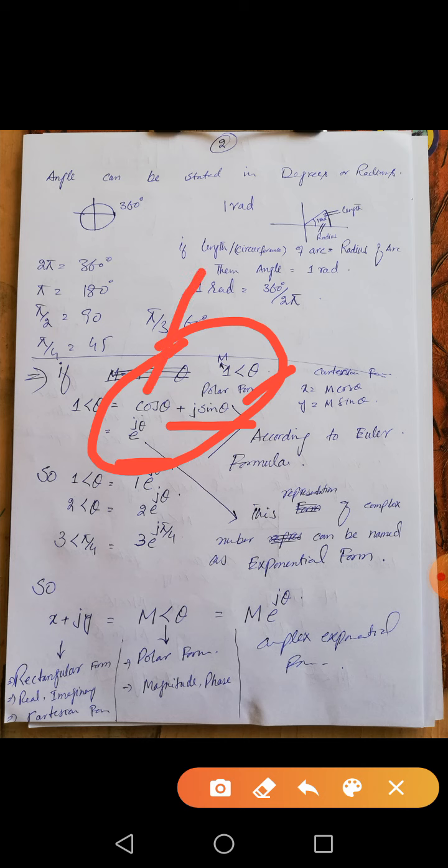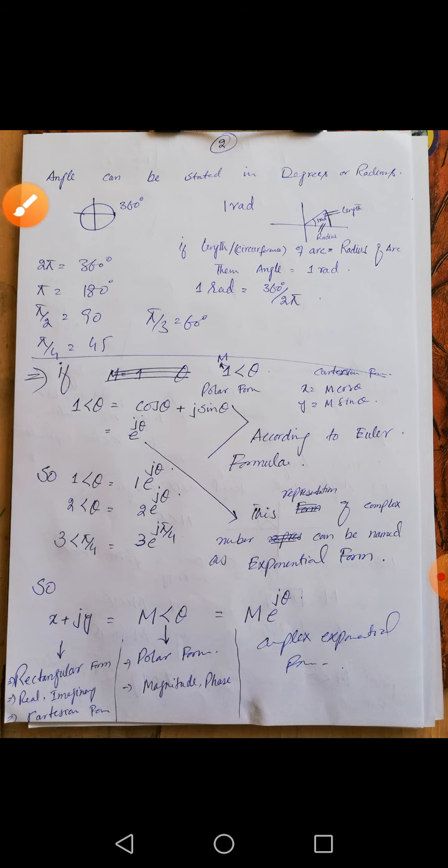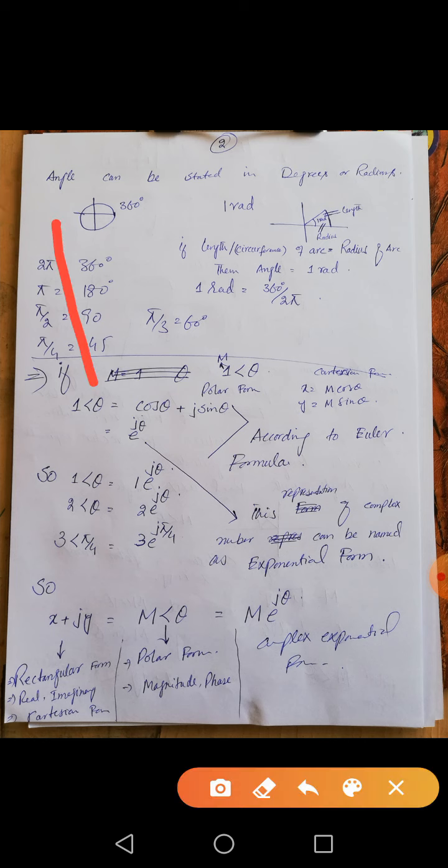This is the real part, this is the imaginary part. So we have three types of representation for a complex number. This one is the polar representation or magnitude and angle representation, this is the real and imaginary representation or rectangular representation, and this one is the exponential form of the complex number. This representation of a complex number can be named as exponential form.